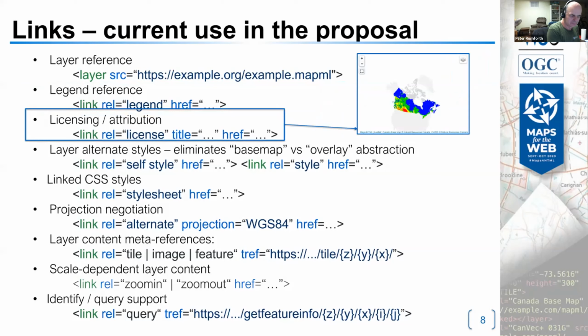Next, the link rel equals license link relation with associated title attribute indicates the licensing and attribution associated to the map content.